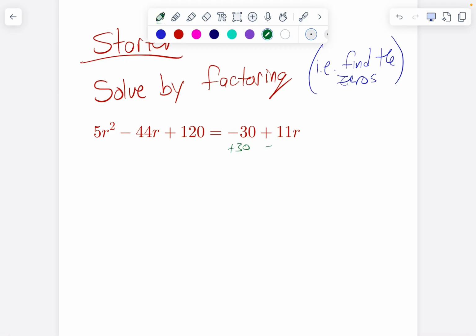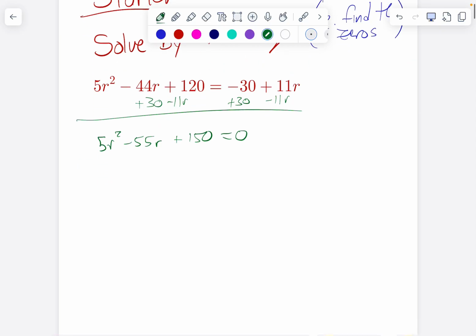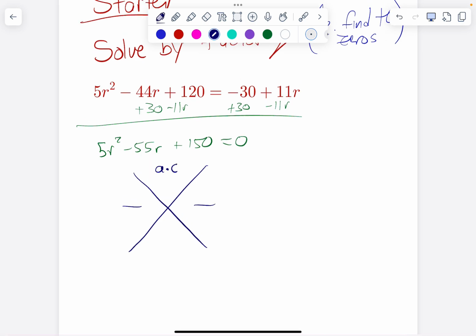So we'll add 30 and subtract 11r from both sides. So we'll get 5r squared minus 55r plus 150 equals 0. Okay, then I would recommend using the star or something like it. If you have your own method, that's fine. So in the star, remember we multiply a times c at the top, b at the bottom, and a on the sides. What is a times c in this one?